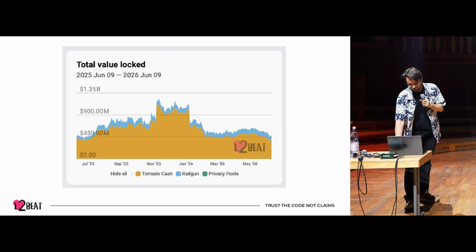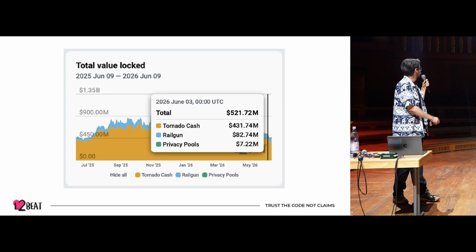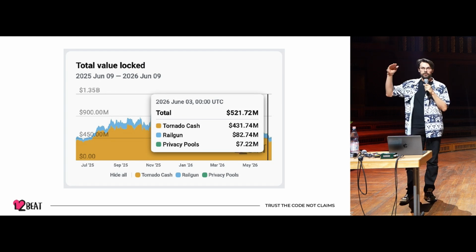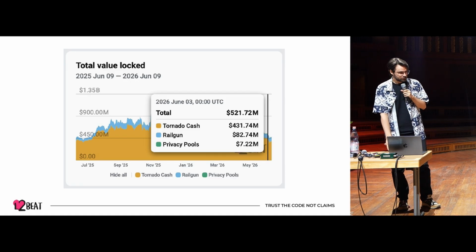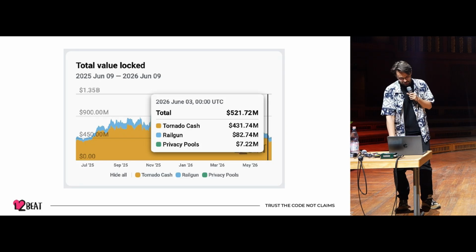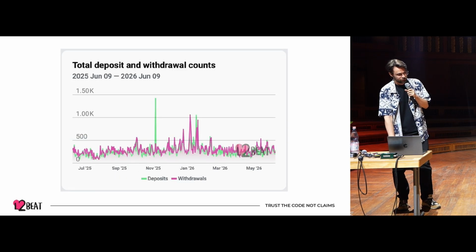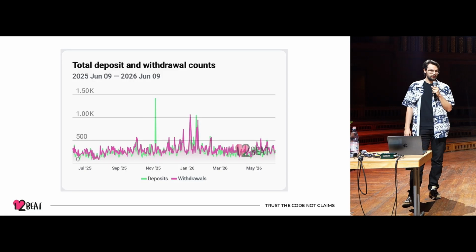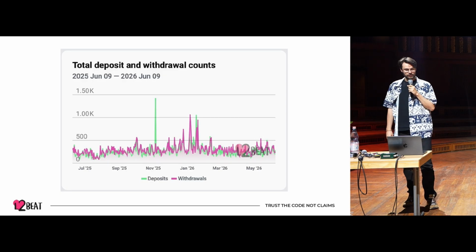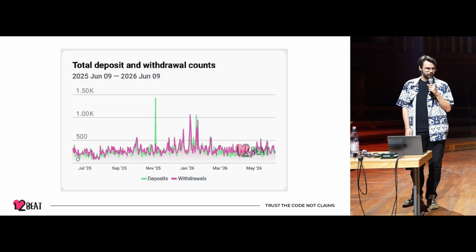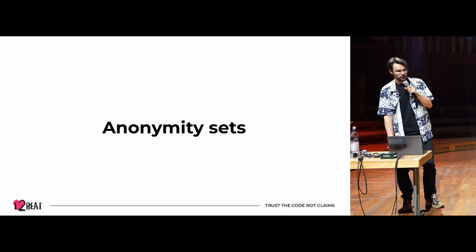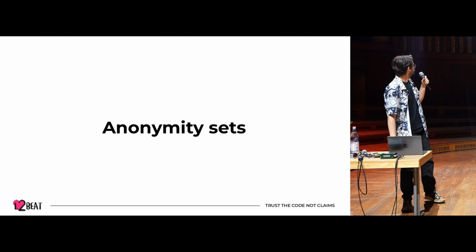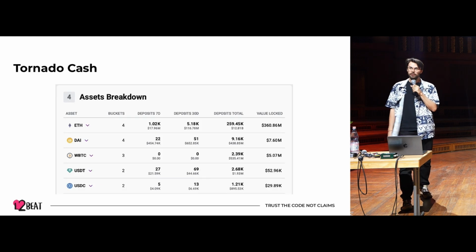This is the TVS chart. Interestingly, you can see the order of magnitude distribution between different protocols because of the network effects. Then you can also see the transaction numbers. They're actually not so big. Currently, less than 1% of all transactions are these privacy-related transactions. So not so active. We also track some information about the anonymity sets for these protocols.